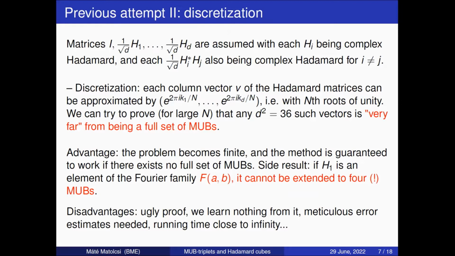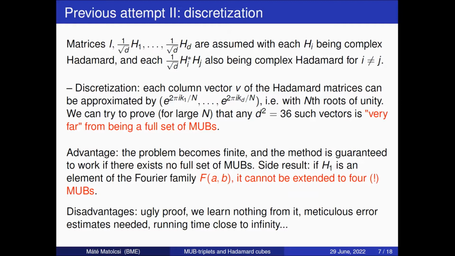And if I somehow am able to show that all of these sets are very far from being a full set of MUBs, then a full set cannot exist, because obviously if it existed, then one of these approximation systems would be close to it. So if all of them are far, then a complete set cannot exist. Of course, you may object that if n is 1,000, then we have so many variables that there is no way we can carry this out. Even though it's a finite problem, we just cannot get to the end of it, and that's exactly the problem.